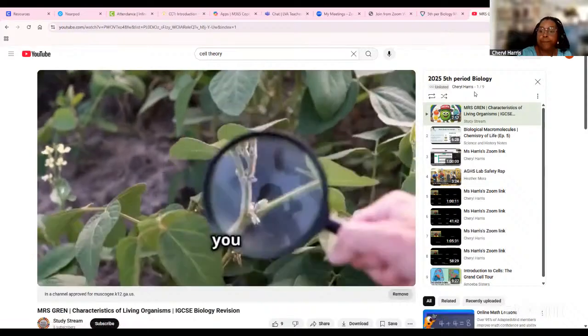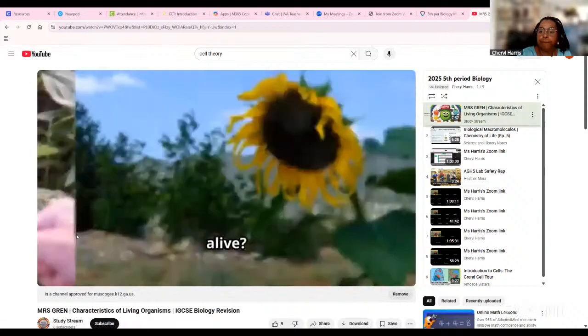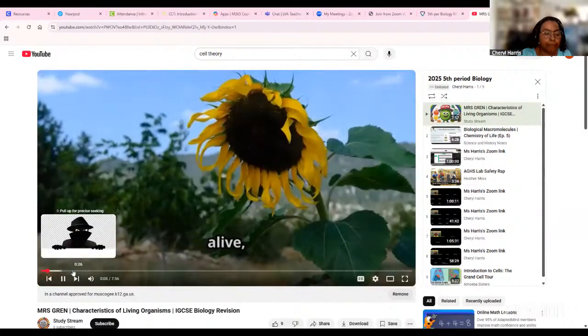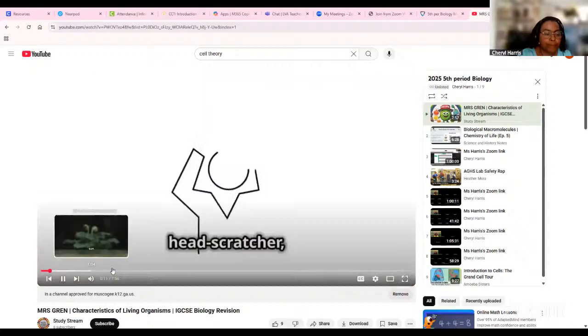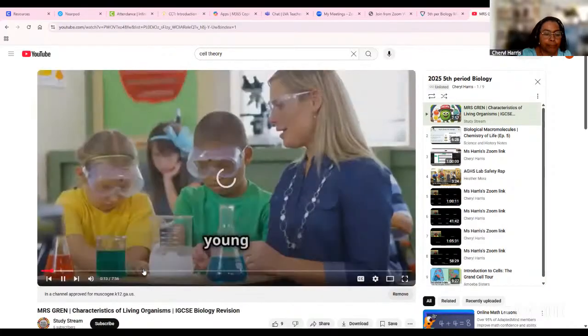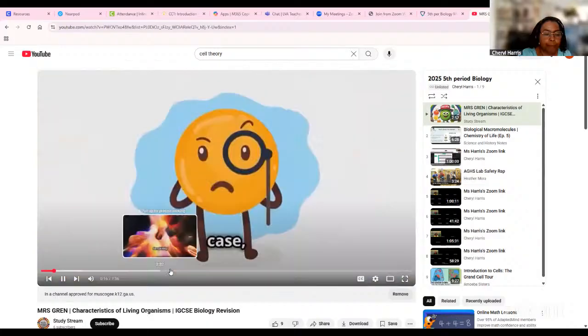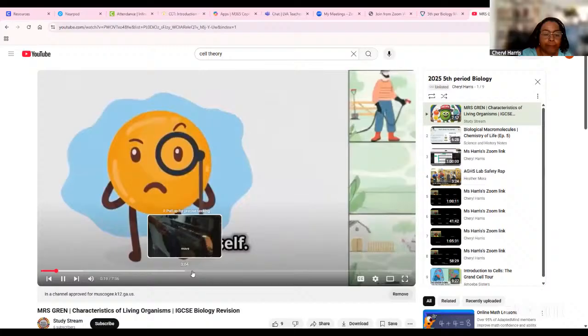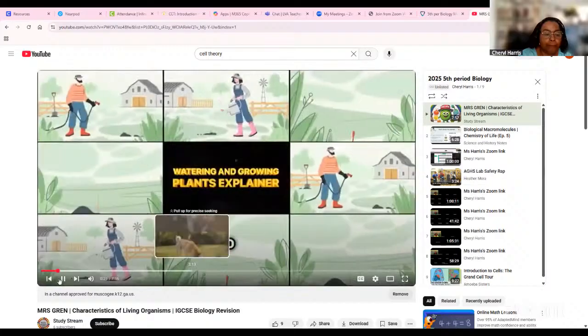Have you ever wondered what makes something alive? Why is a sunflower dancing in the garden considered alive, but a shiny rock is not? It's a real head scratcher, right? Well, fear not, young detectives of science. We have a secret agent on the case, ready to unlock the mysteries of life itself. Get ready to meet the amazing Mrs. Gren.